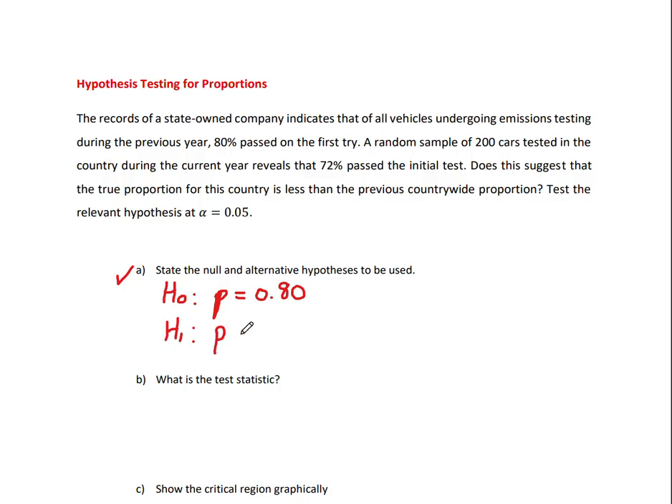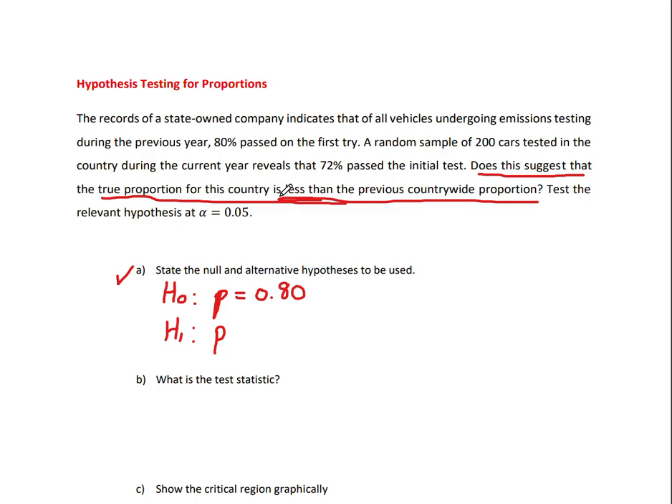The alternate hypothesis now would reflect the challenge that is being put forward to the null hypothesis. At all times, the alternate hypothesis reflects a contradiction or the change or challenge that is being proposed to the null hypothesis. Recall again that the null hypothesis reflects the established claim or condition that is being challenged, which in this case is that 80% of the vehicles pass the emissions testing on first attempt. Here in this question, we're asked to determine if the data suggests that the true proportion of cars in this country that pass the emissions test is less than the previous countrywide proportion. So this will be a one-tailed test. The alternate hypothesis reflects exactly what we are testing.